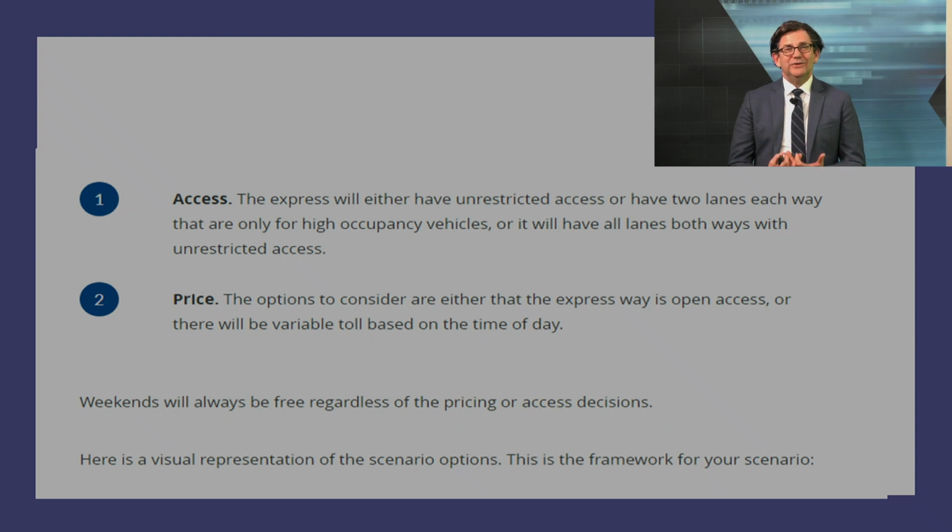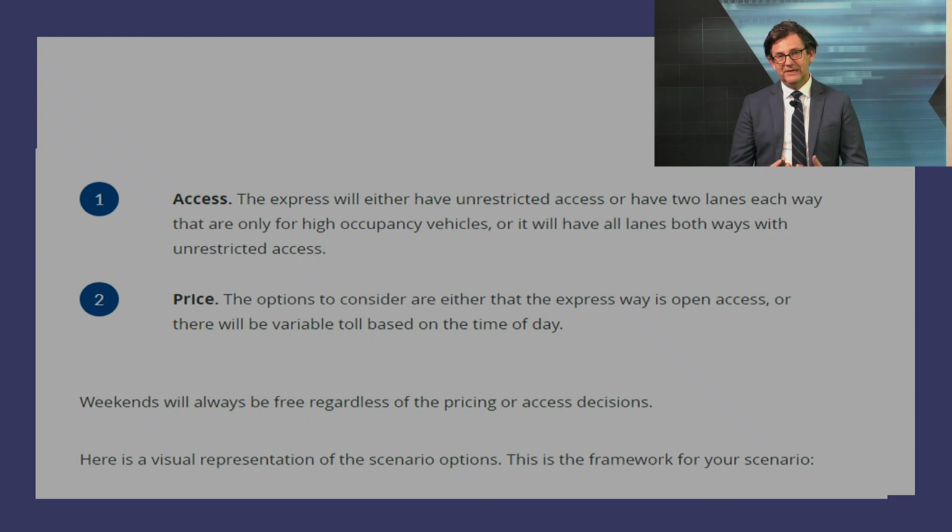So, you're going to be doing some stakeholder analysis around a potential new freeway that is linking 2 suburbs. And what you want to do is understand the impact of access and price. So the expressway is going to have either unrestricted access, so open, or it might have 2 lanes that are dedicated only to high occupancy vehicles. So these are restricted lanes for people with 3 or more passengers in them. So that's one, access, open, or partly restricted.